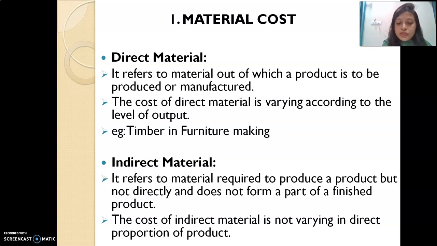It refers to the material required to produce a product but not directly, and does not form a part of the finished product. The cost of indirect material does not vary in direct proportion to output. Example, fuel and lubricating oil used to make a product. So indirect materials are those materials which cannot be easily identified from the product. By looking at the product, you cannot make out that it is made up of this material. So those materials are called indirect materials.